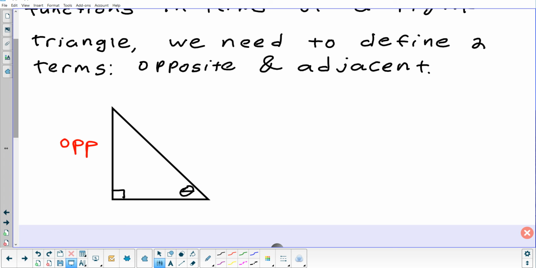It's the side that's completely across from you. If you were standing right here, pretend you were standing right in the corner of that triangle, you could reach out and touch two of the sides. Well, the side that you can't reach is opposite. It's the one that's farthest away.